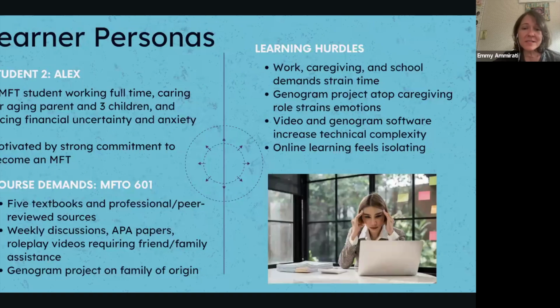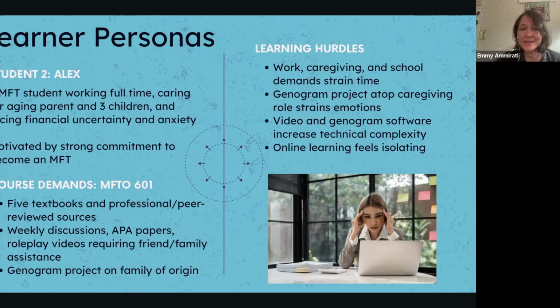So in this context, for Alex, the biggest hurdles include time constraints. Obviously, balancing full-time work, caregiving, and school makes it really difficult to manage the rapid pace of deadlines in our 7-week courses. In terms of emotional demands, we may not think about this, but creating a genogram can actually be very stressful and deeply personal, especially when layered on top of Alex's caregiving responsibilities with their children and their parent.